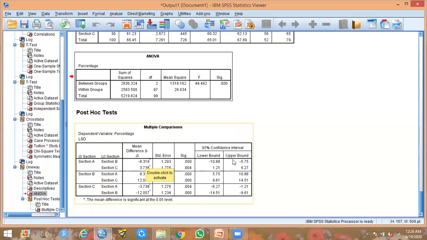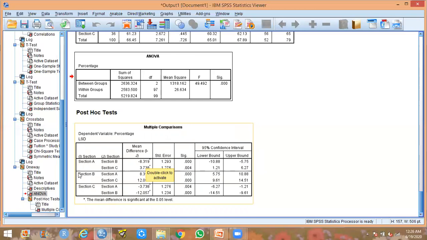Ignoring that minus sign, you can take 5.75 as the lower bound and 10.88 as the upper bound, with a 95% confidence interval. In that way you compare with section C. The mean difference is 3.73. Again this is also significant, and the interval of the academic performance difference is 1.21 to 6.27.